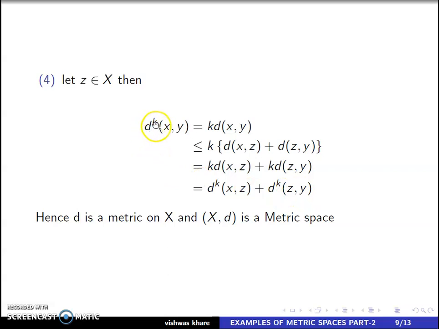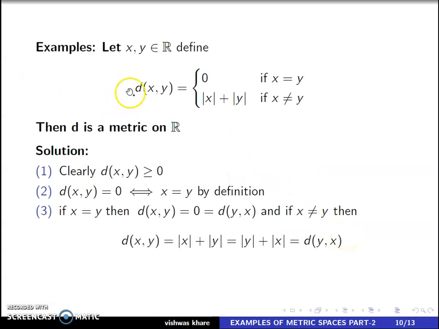So ultimately we got d^k(x,y) is less than or equal to d^k(x,z) plus d^k(z,y). Hence d^k is a metric on X and (X, d^k) is a metric space. Now let us take this example.